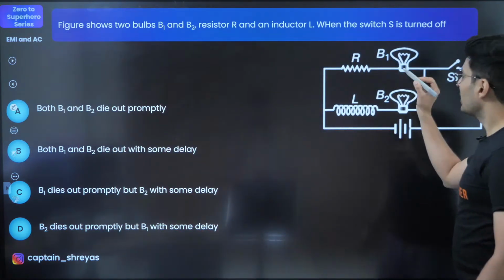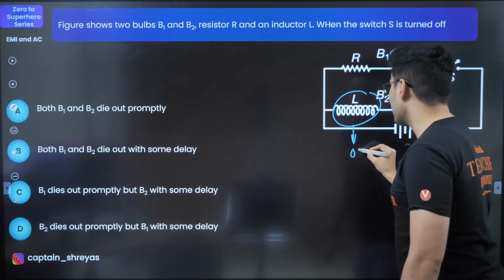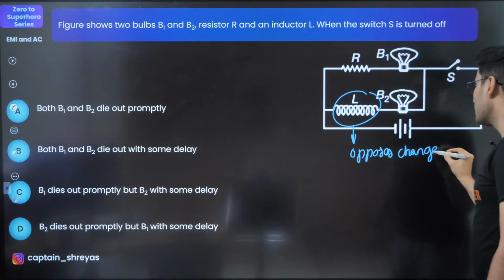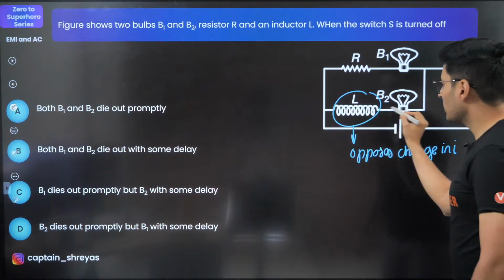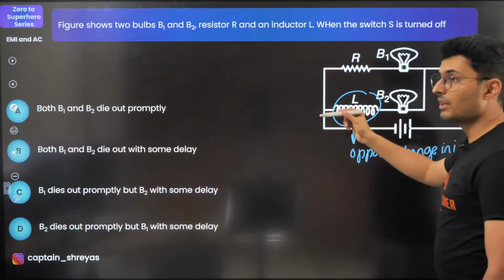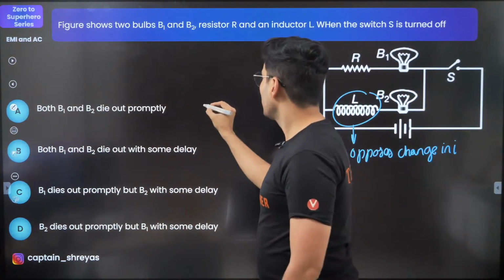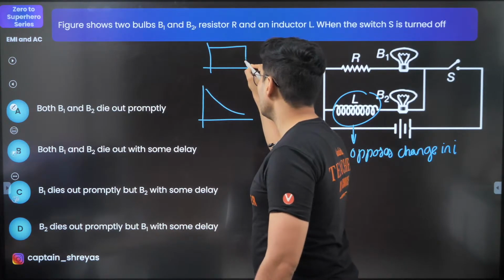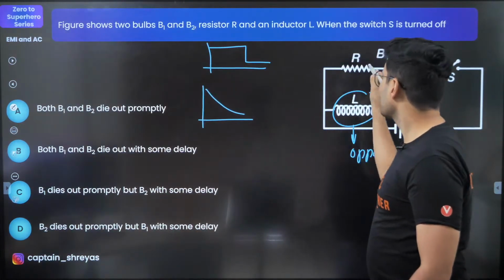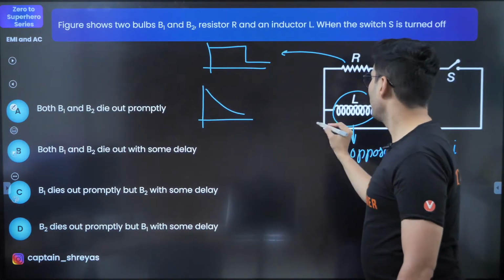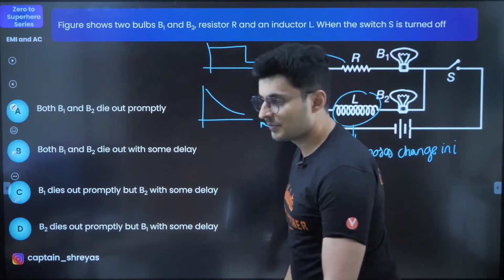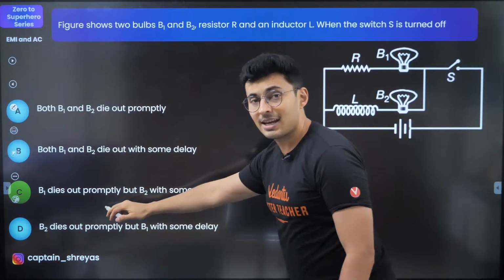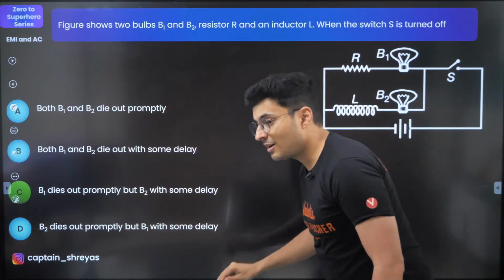Now, an inductor always opposes the change. What does it oppose? The change in current. Current was flowing, you turned off the switch. What will the current try to do? It will try to come down. In an inductor, the current comes down gradually, whereas when there is no inductor, it comes down instantaneously. That's what will happen in the resistor case, whereas in the inductor case, it will take some delay. Hence, you will notice that B1 will die instantaneously, whereas B2 will take some delay.